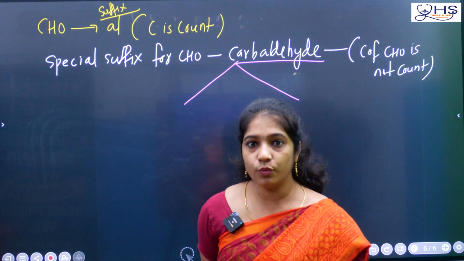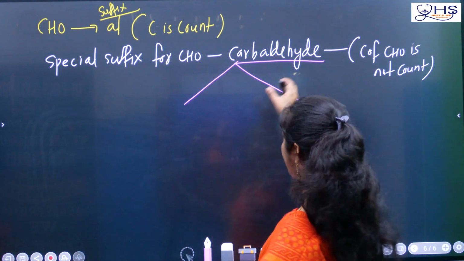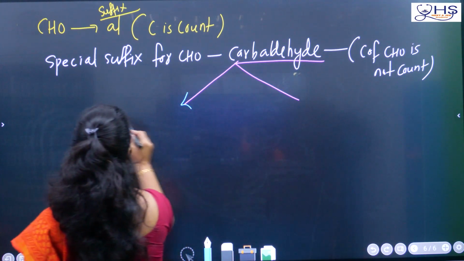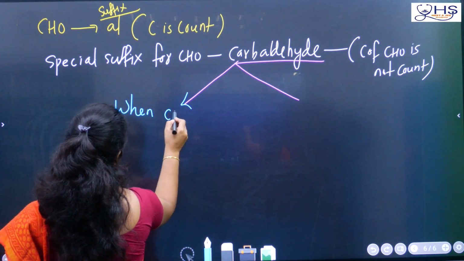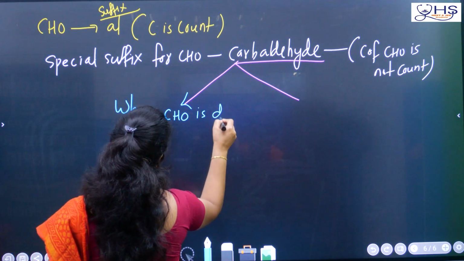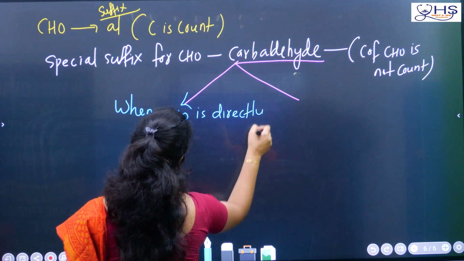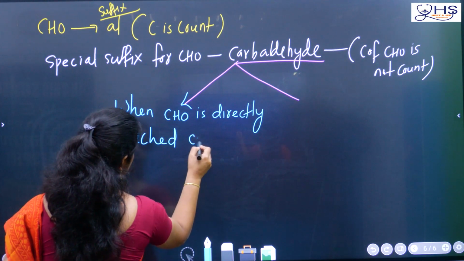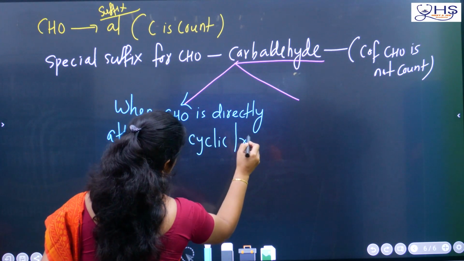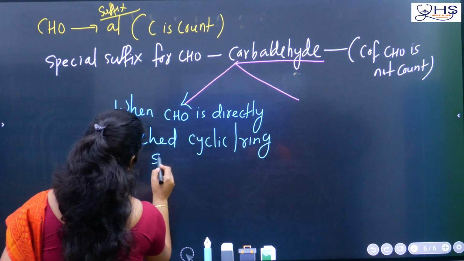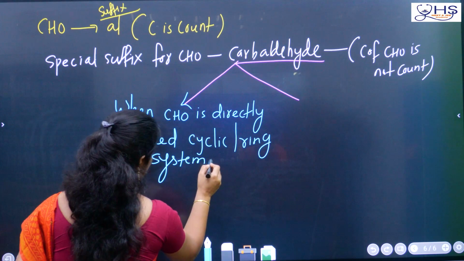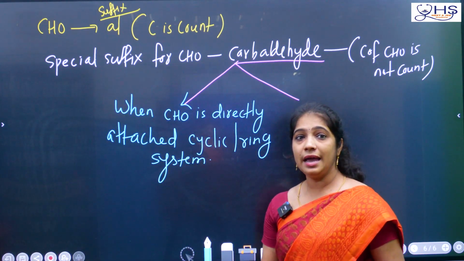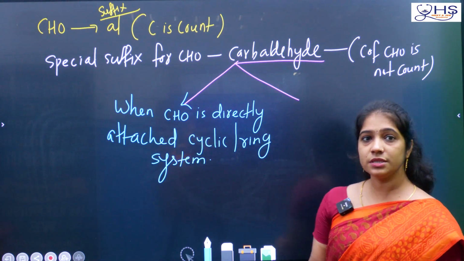Everywhere we cannot use it; there are only two situations where we have to use the special suffix. First situation is when CHO is directly attached to a cyclic, or you can say ring system. Very important: when CHO is directly attached to a ring system, that time we will not count the carbon of CHO and will not use the "al", we will use carbaldehyde.